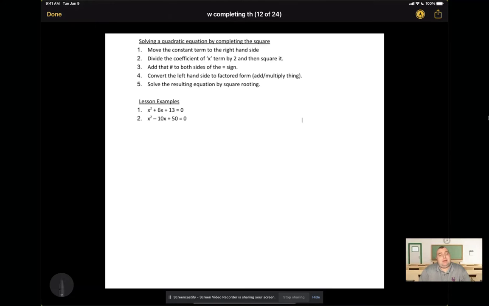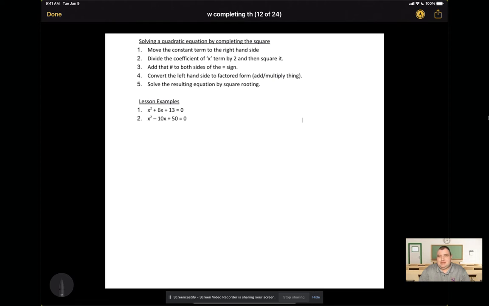Welcome back, everybody. We are going to jump ahead to lesson 17 of Unit 3. And in this lesson, we're actually going to relearn something that you've already learned in a previous math course. And that is a method of solving quadratic equations called completing the square. We're going to relearn it again.